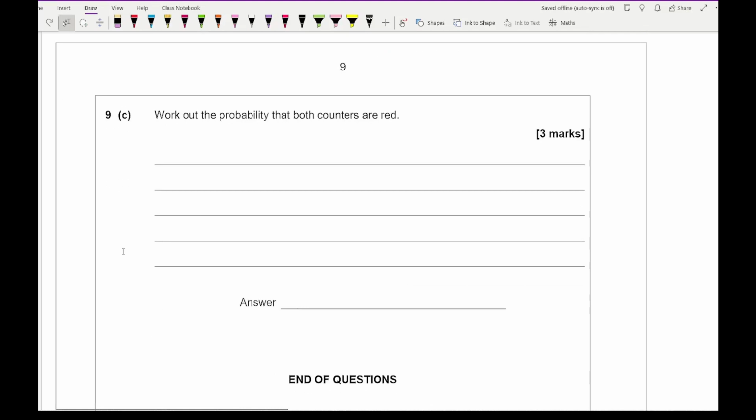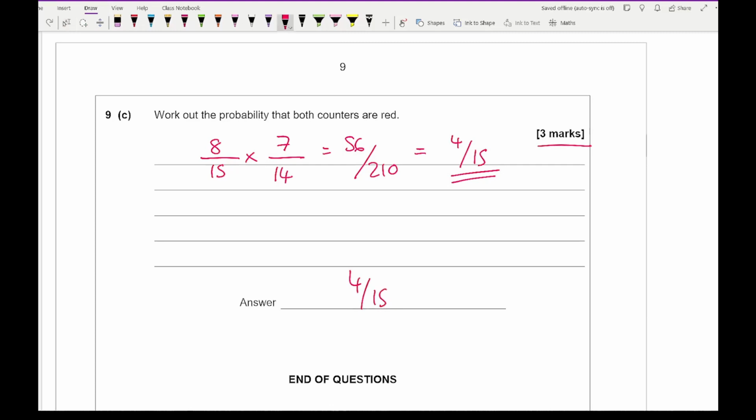Then moving on to 9c, it says work out the probability that both counters are red. So that's just simply going to be 8 over 15 multiplied by the 14 left over, picking a red one, and there's going to be 7 red left, and that equals 56 over 210, which then equals 4 over 15, and there is my final answer. Now you might be thinking to yourself, how can that be the same number of marks as B and C? Well, simply because we've done all the legwork, and then C is using those answers, and if we've got those answers correct, then we'll get 9c correct as well. So that's why the marks are, I would say, quite disproportionate in terms of the work that is involved.